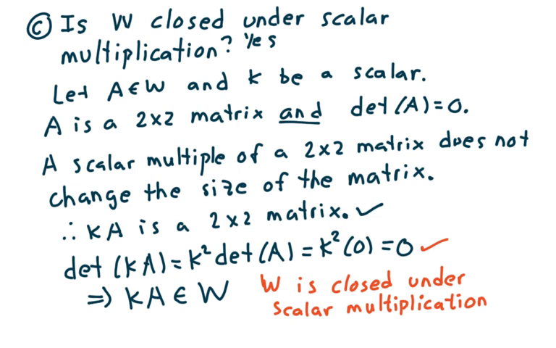And if I take the determinant of KA, this is equal to K squared times the determinant of A. That's the properties of determinants. And this is equal to K squared times 0, right? Remember, A still belongs to W, so we do know the determinant of A is 0. So K squared times the determinant of A is equal to K squared times 0 equals 0. So KA belongs to W, and we have thus shown W is closed under scalar multiplication.